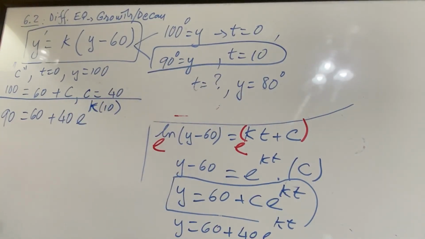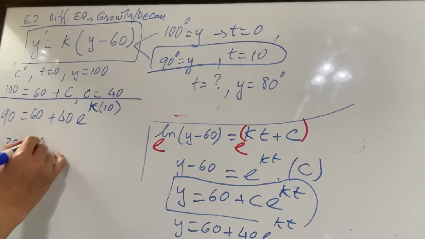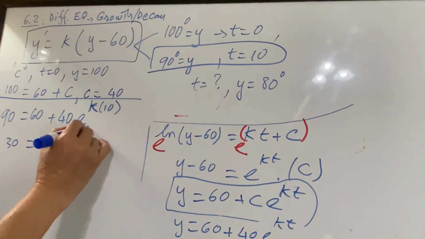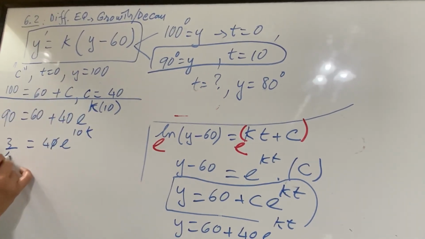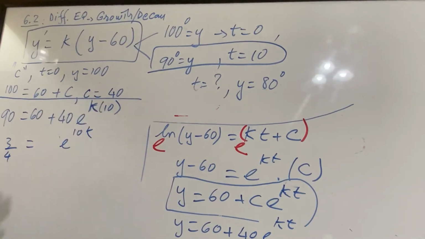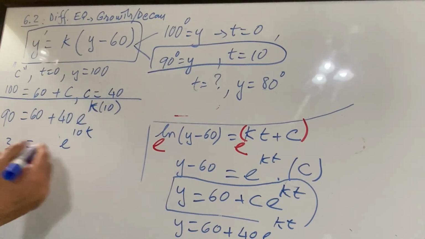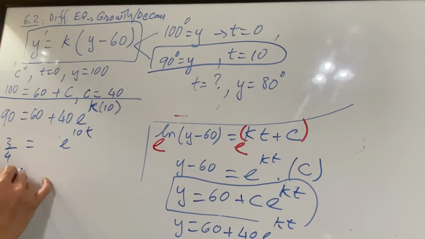There we go. This is a very yummy problem. All right, let's solve for K, shall we? So bring this over here. You got 30 equals 40 e to the 10K. Again, divide both sides by 40. You will have 3 over 4 over here. And then take ln on both sides, which gives K equals what?